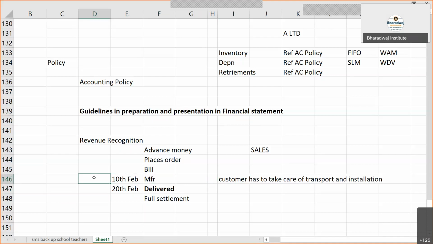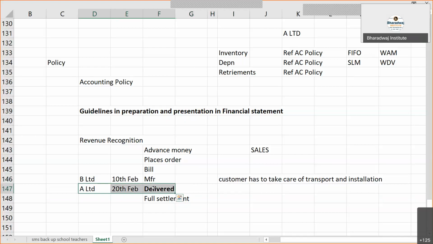Let's assume this is followed by B Limited and this is followed by A Limited. So if you're working for B Limited, you will have an accounting policy: when the bill is prepared, the customer has placed the order, and the goods are manufactured, sales can be recorded, because my job is over once I manufacture the goods. But when you work for A Limited, only when the goods are delivered is my responsibility, that is, risk and return transfer, over.